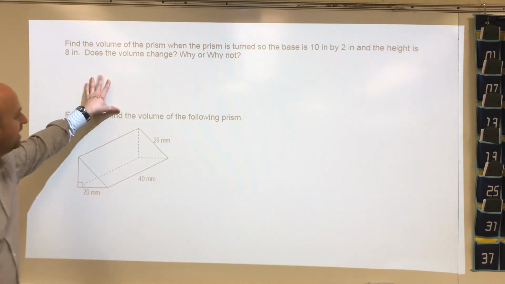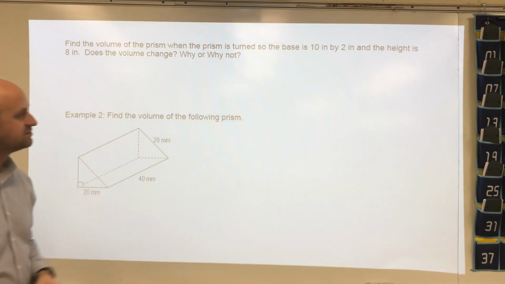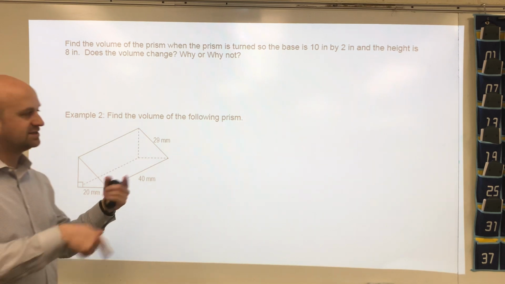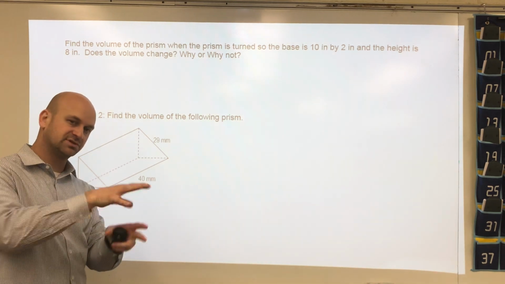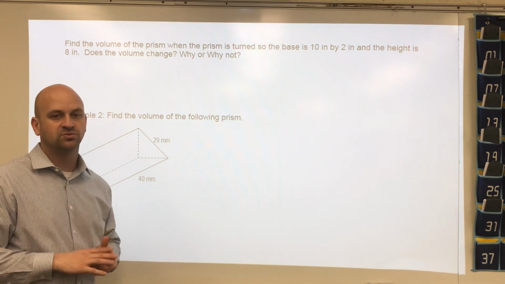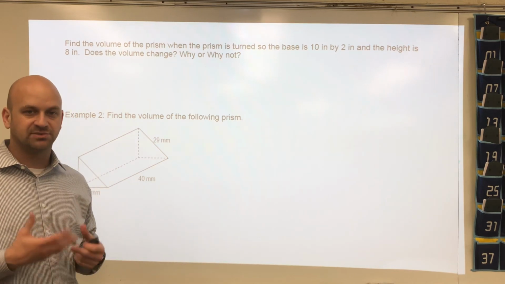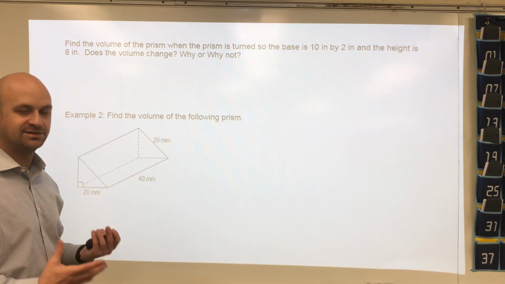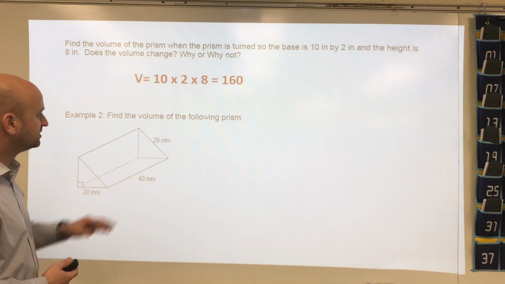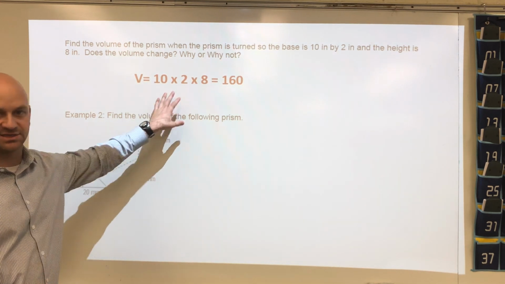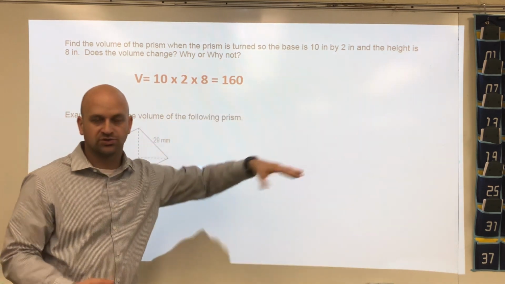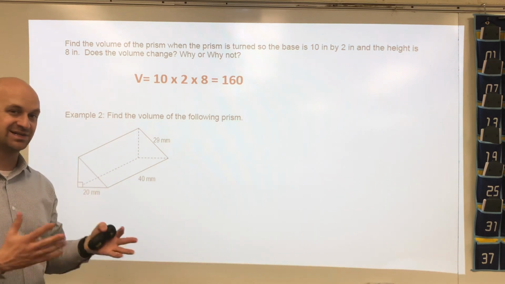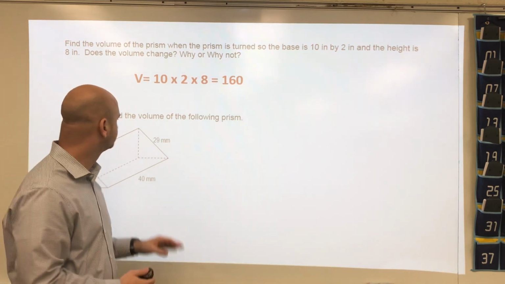All right, so now we have a question here. It says, does the volume change if we go 10 by 2 and the height is 8? So if we were to turn it, does it change the volume? One thing to ask is, did the shape actually change dimensions? It did not. So the volume is going to be the exact same thing regardless of the orientation. The dimensions actually don't change, so the volume doesn't change.